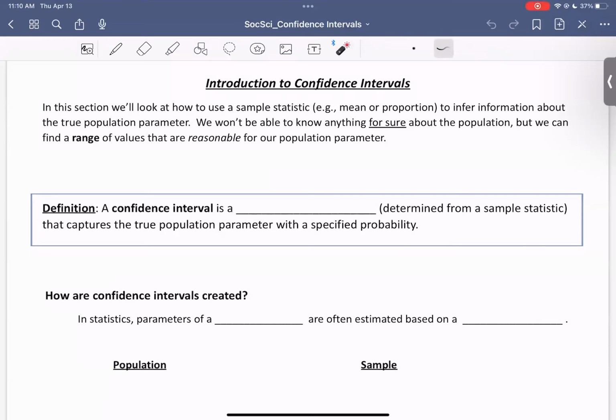So in this video, and in these notes, you'll look at how to use a sample statistic. So reminder, that's, for example, like a sample mean or a sample proportion, to make inferences or infer information about the true population parameter. So that means the mean or proportion about the population itself. We won't be able to know anything for sure about the population, but we can find a range of values that are reasonable for our population parameter. So this range of values, that is going to be our confidence interval.